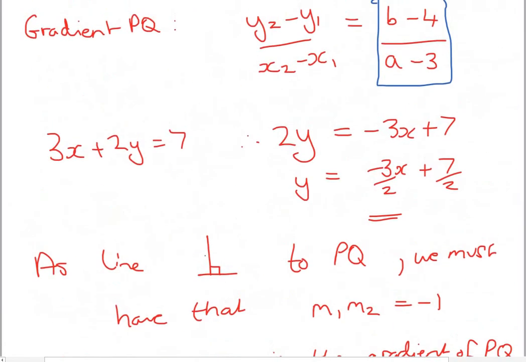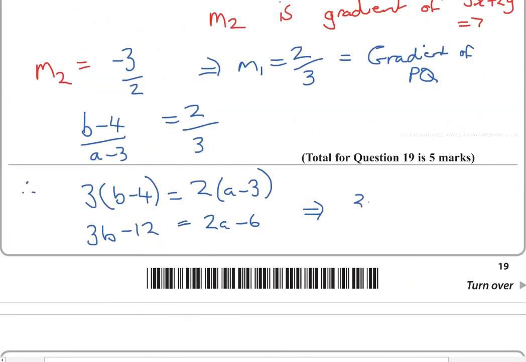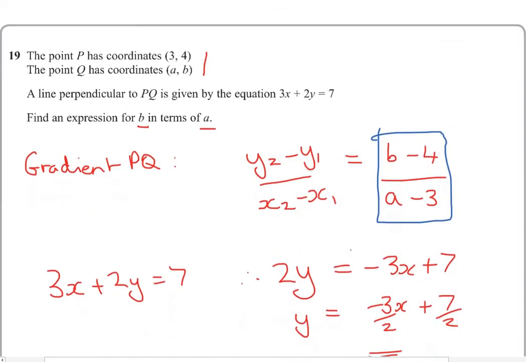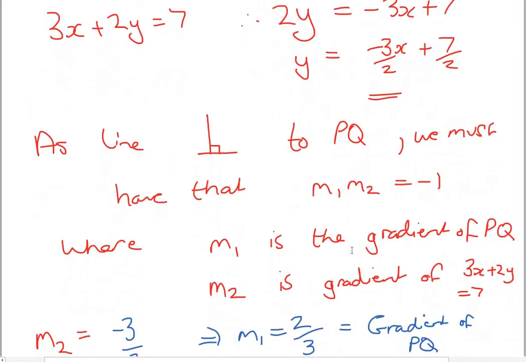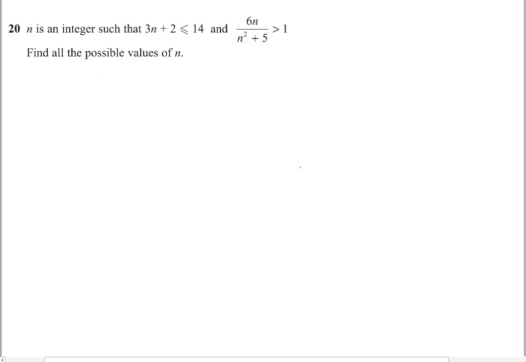Remember, the question wanted a formula for b in terms of a. This gives us that 3b equals 2a plus 6. And so b equals 2/3 a plus 2. And that is the final answer there. So hopefully that makes sense. We just used the fact that the line is perpendicular to PQ and that the gradients have to multiply to minus 1. That was this part. Okay, moving on to the last question, I believe.